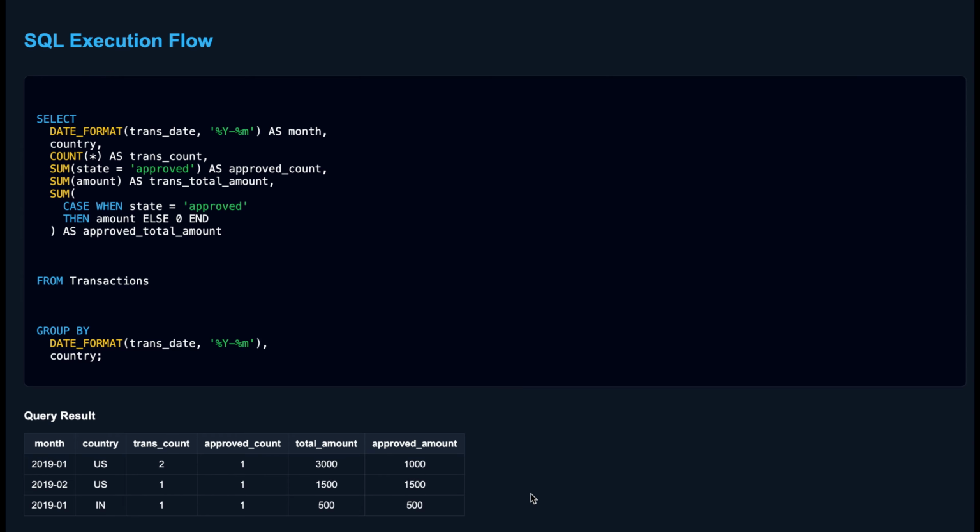So that's the key idea. Group by defines the groups first, and select computes the metrics on those groups. Now if you understand this execution flow, a lot of SQL interview problems will become much easier, right?